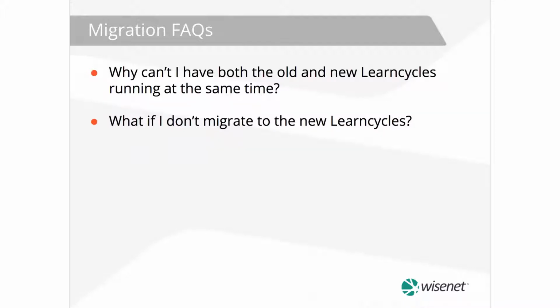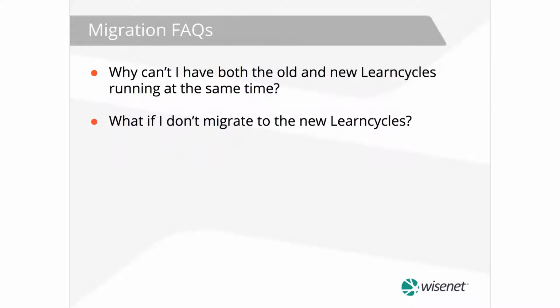Before I look at the questions that you've already put into the Q&A box, I'm just going to answer these two main questions here. You may have a question: why can't you have both old and new learn cycles running at the same time? This is mainly to prevent multiple activities triggering at the same time. You could be creating very similar triggers with your new learn cycles, and you don't want it to be sending out all these emails and tasks multiple times for the same event. So you can only trigger the new learn cycles once the old learn cycles have been migrated and turned off.